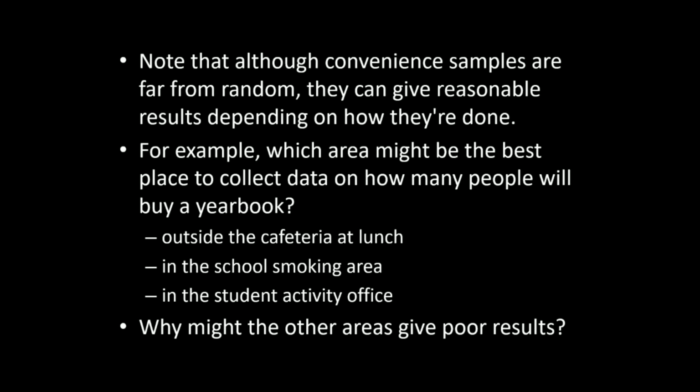And just as an example, something I would like you to think about is if we wanted to collect, again, information from 60 students about whether or not they want to buy a yearbook, I have a couple options. I could go stand outside the cafeteria at lunch and ask the first 60 students that pass by there. I could go to the school smoking area, or I could go outside the student activity office or inside the student activity office. And no matter where I go, I can still talk to the first 60 students that pass by. The question is, which of these will give the best results? Or are all of them going to give different results for whatever reason?